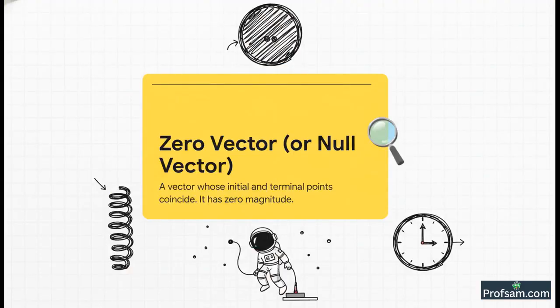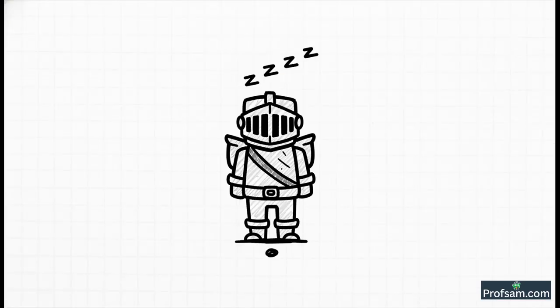All right, our first player is the zero vector, which you might also hear called the null vector. Now, the textbook definition says its initial and terminal points coincide. What does that even mean? It's simple. It means it starts and ends at the exact same spot. It hasn't moved at all. So its special ability is, well, just standing still.